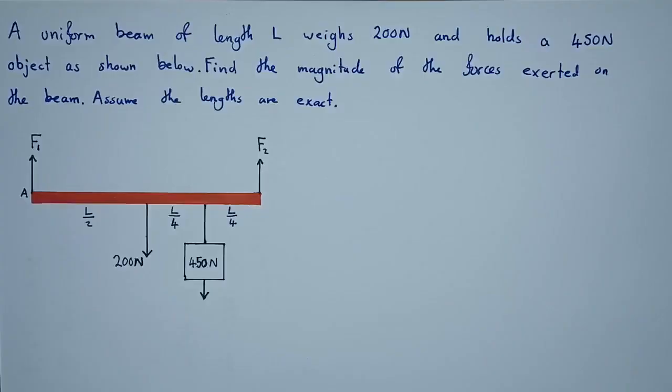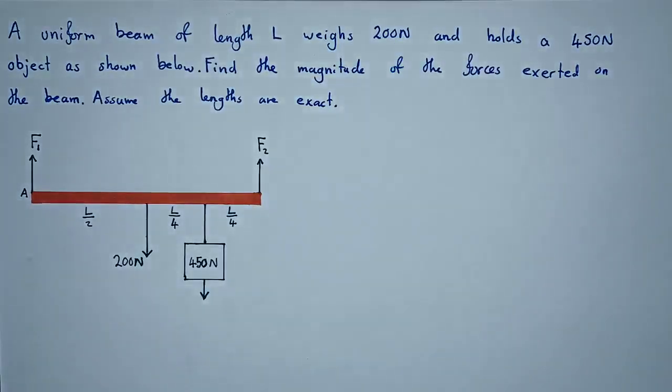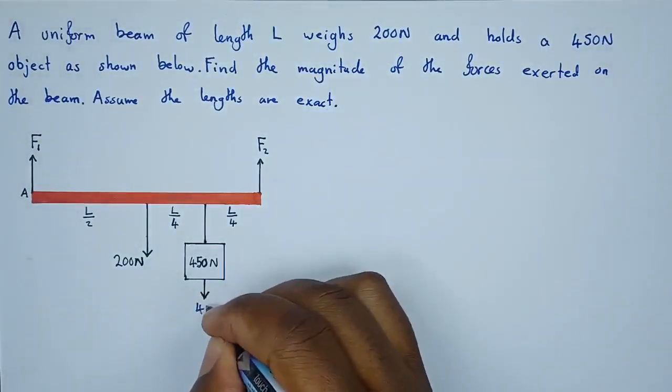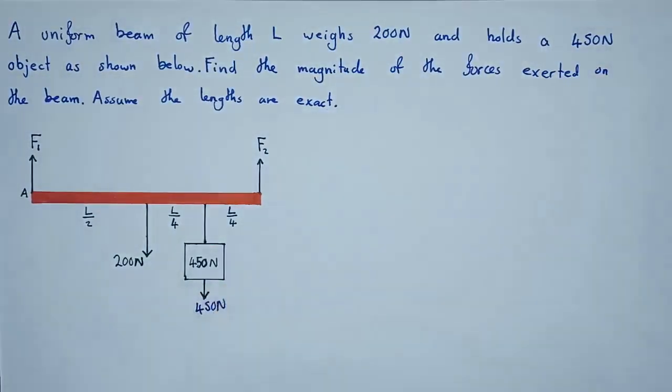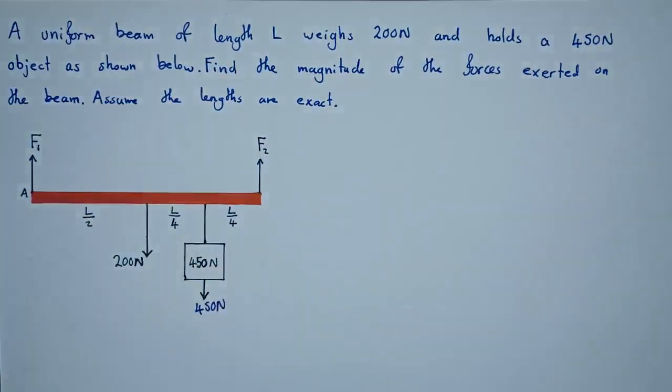Have a good day. So the question reads, a uniform beam weighs 200 newtons and holds a 450 load or object, which is this one here. So it has a weight of 450. As shown in the diagram, find the magnitude of the forces exerted by the beam. The forces we have are F1 and F2. Those are the two forces that support this beam. So how can we find the values of these two forces?